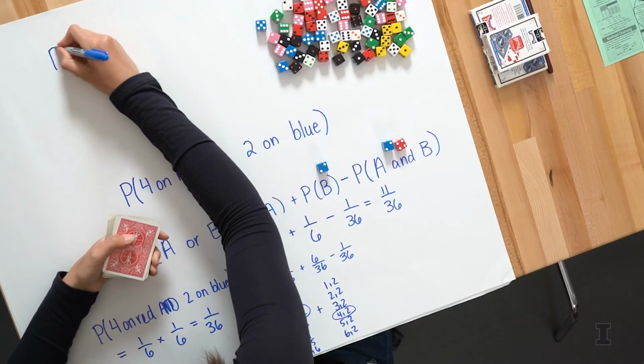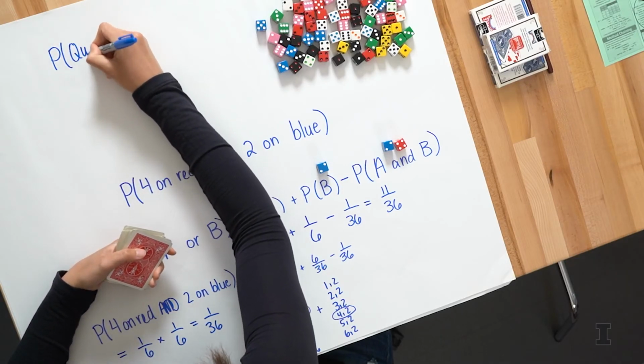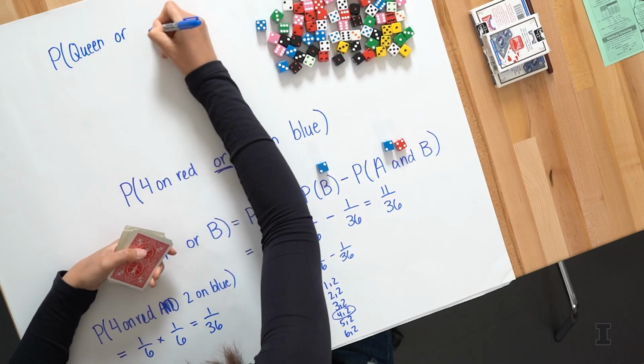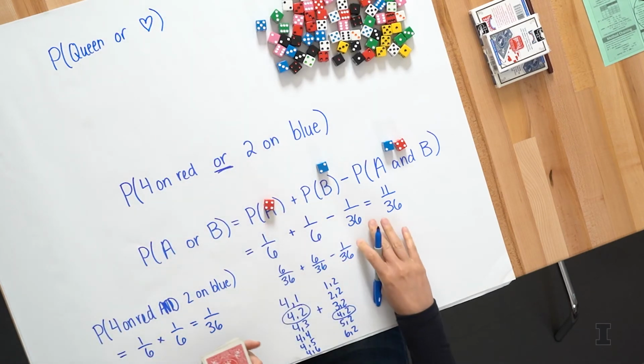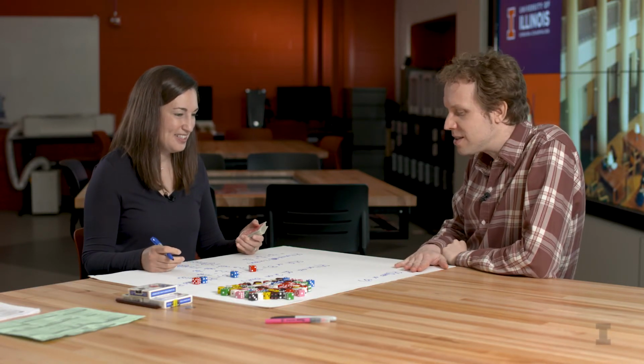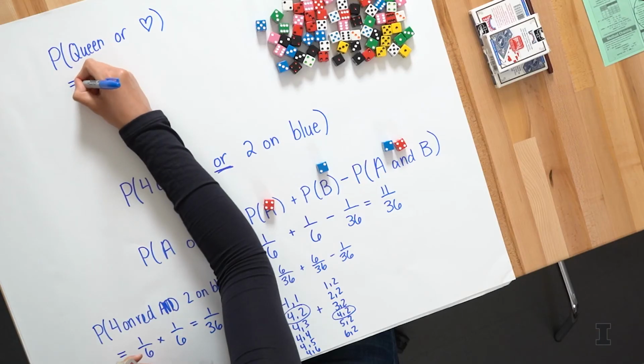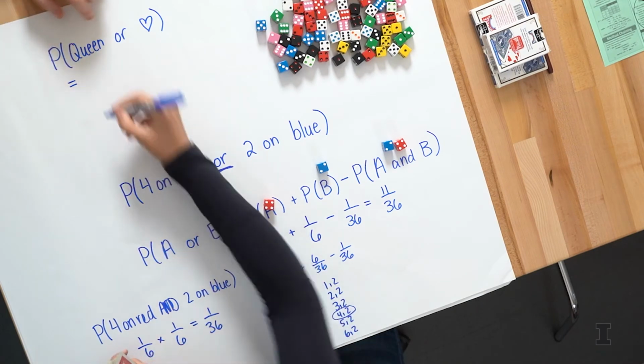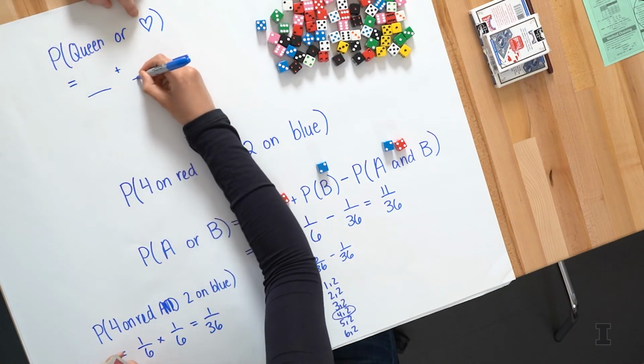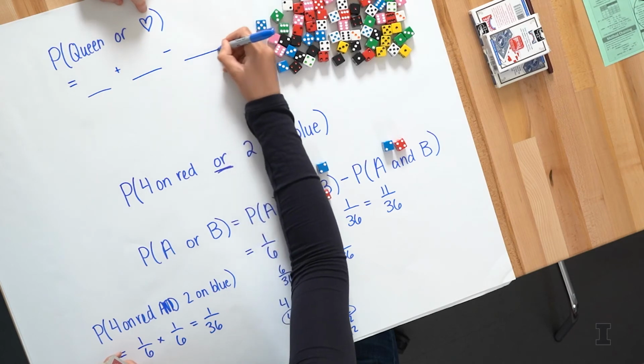But let's do another example, with cards. Sure. So what if I wanted to know the probability of getting a queen or a heart? As a computer scientist, I love formulas, so I would work this out entirely through a formula. I would say this is a probability of a queen, and or means addition. So probability of a queen plus the probability of a heart minus the probability of both.